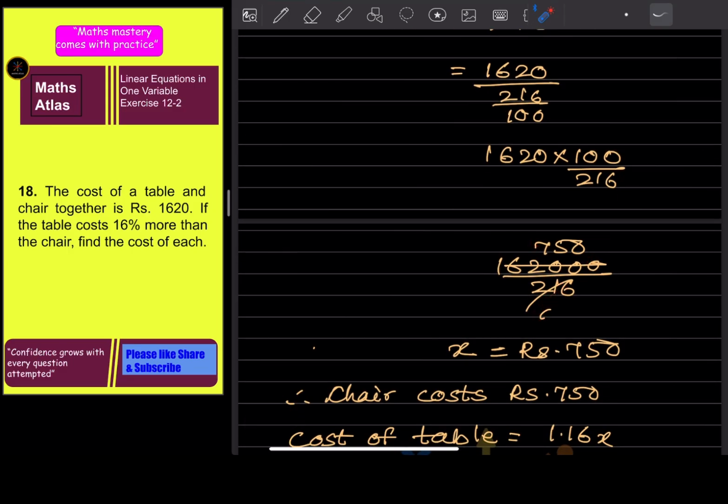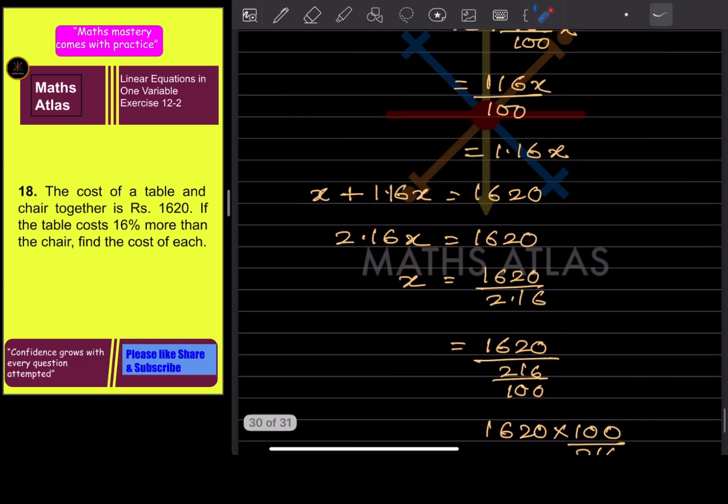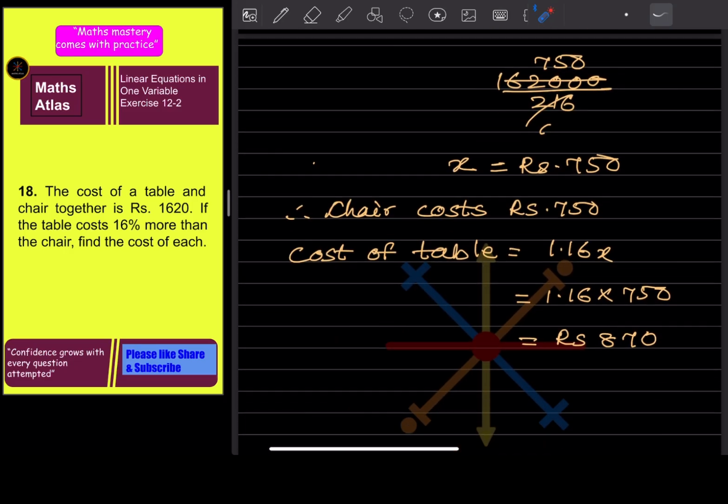So x is 750. So the chair costs 750, because that is the x we have considered, and the cost of the table is 1.16x, which is 1.16 into 750, which is rupees 870. So by this, we have completed today's work.